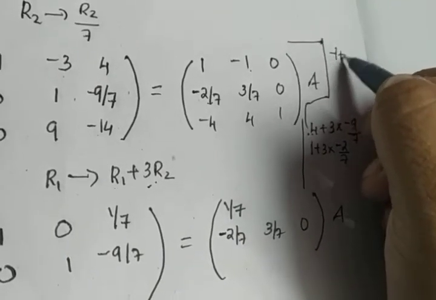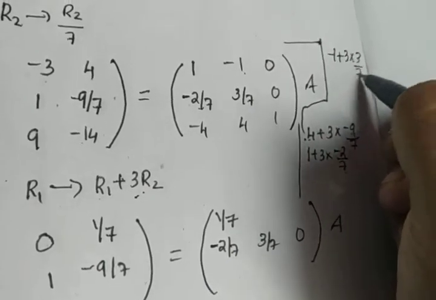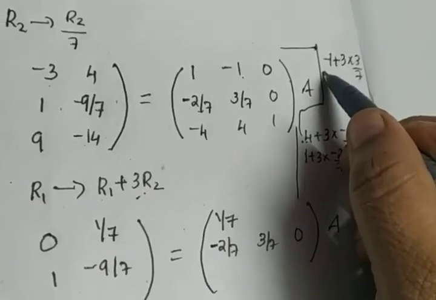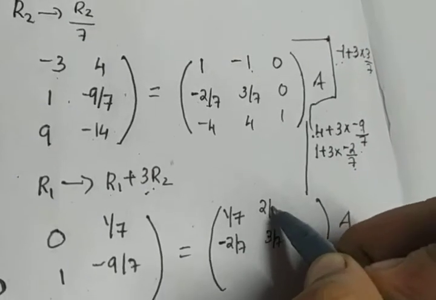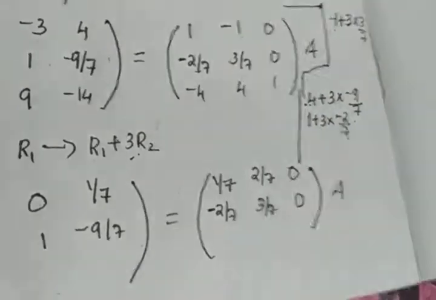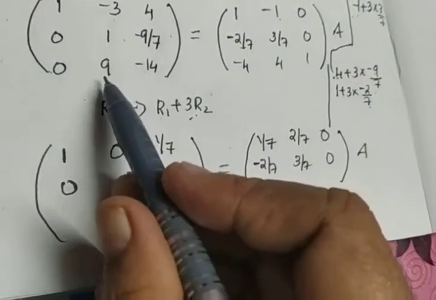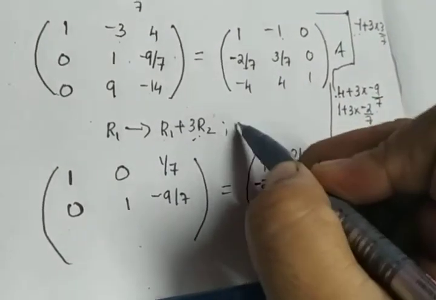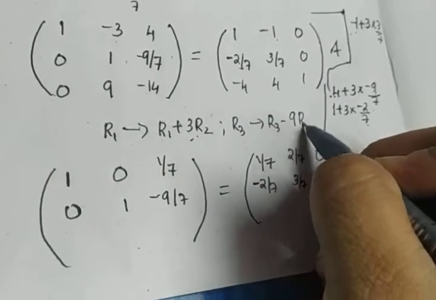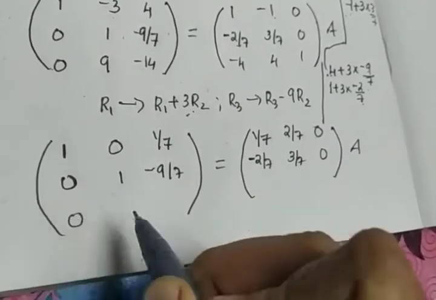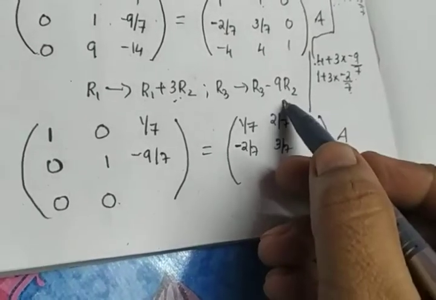Again this term, what will be that value? -1 plus 3 into 3 by 7. So 7 into -1 is -7, -7 plus 9 by 7, which gives you 2 by 7. And this term has no change, it is 0. Again, we have to make this 9 to 0. So what will be the transformation? R3 changes to R3 minus 9 R2. So it is 0. Again it is 0. That is how we made the transformation.